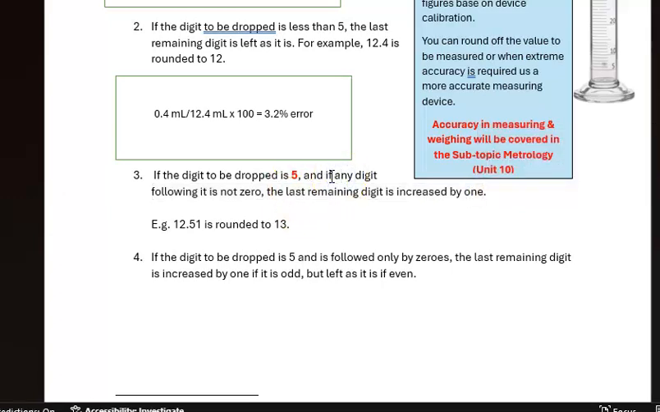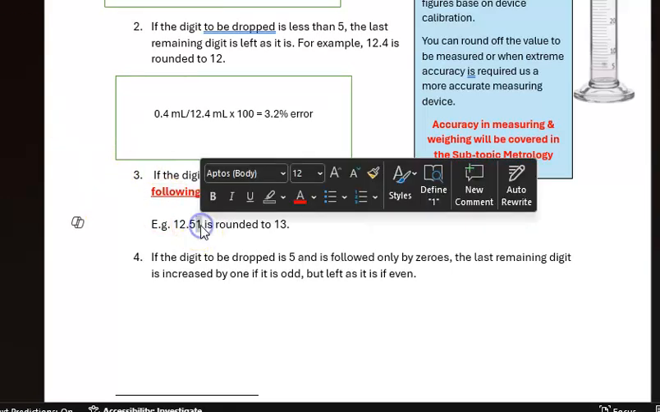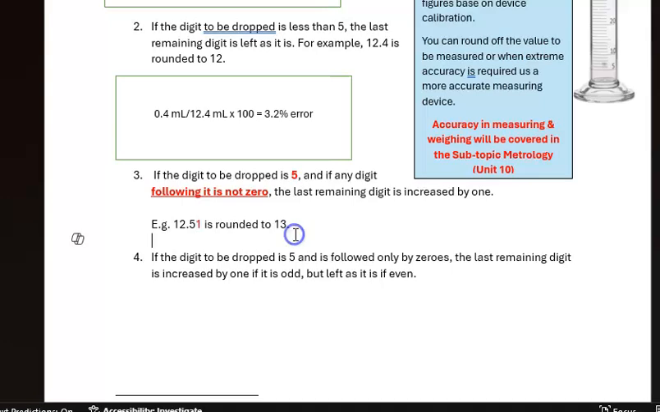So the digit following the 5 should not be 0. That's what we're going to focus on. So in this case, it is 12.51. And so we round up. There we go. We increase by 1. That's what the math theory says. So we will measure actually 13. This means that we're adding 0.5, almost 0.5 mL more medicine than intended.